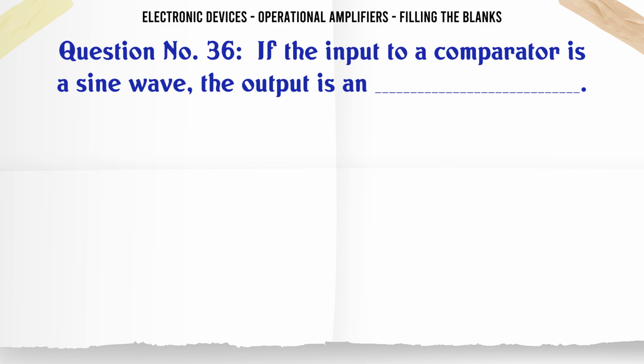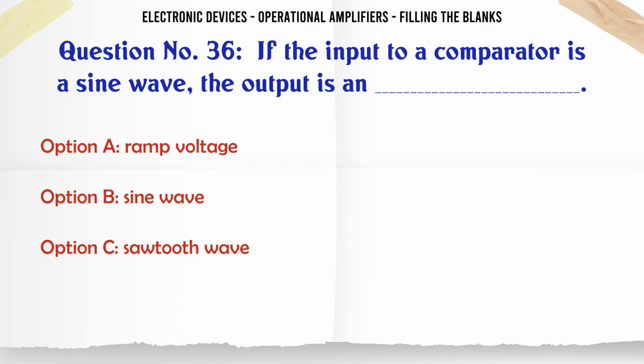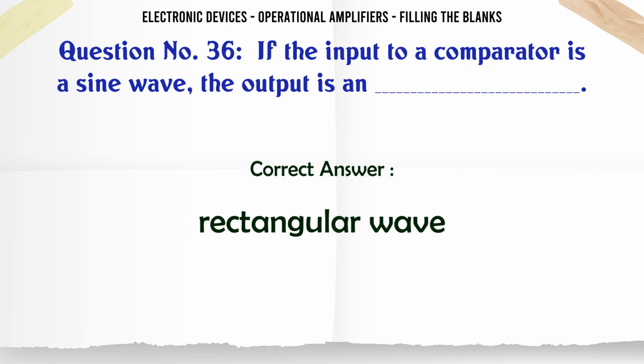If the input to a comparator is a sine wave, the output is a A. ramp voltage, B. sine wave, C. sawtooth wave, D. rectangular wave. The correct answer is rectangular wave.